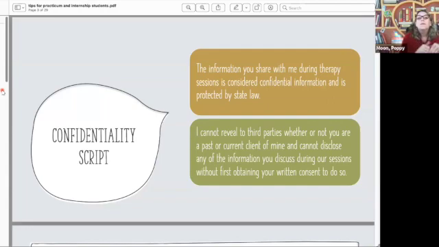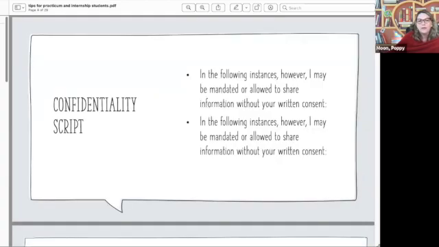through it together. But I would just say, hey, you know, what we're going to talk about in our therapy sessions is confidential information, and it's covered by state law. And I can't reveal information to a third party. I can't let them know if you're a past or a current client of mine. I can't talk about any other type of information about our sessions unless I get your written consent to be able to do so. So if I ever had to share information, you and I would be talking about it right off the bat before I said anything.